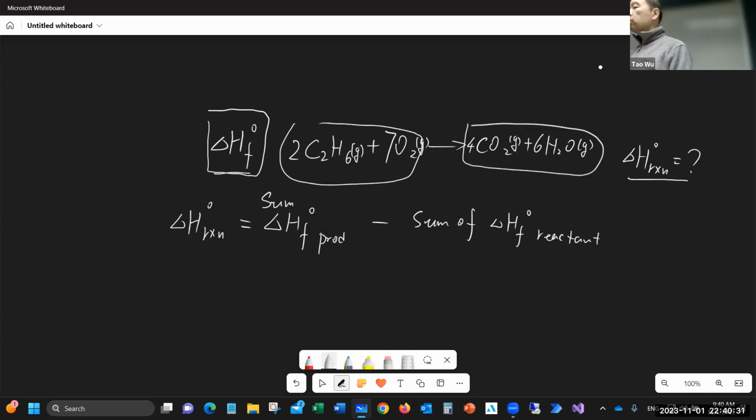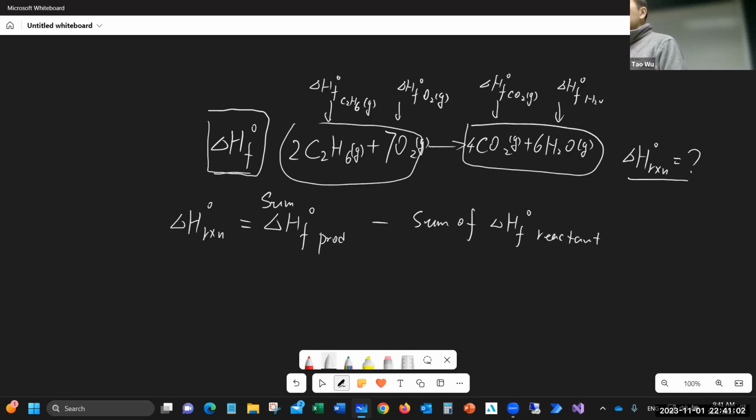So that is why, if we know the enthalpy of formation for each of these, then we can figure out the enthalpy of the reaction. Each of these will have an enthalpy of formation associated with it, for example the enthalpy of formation of water gas. So if we know the enthalpy of formation for each of the species, then generally we can figure out the enthalpy of these reactions. That's it.